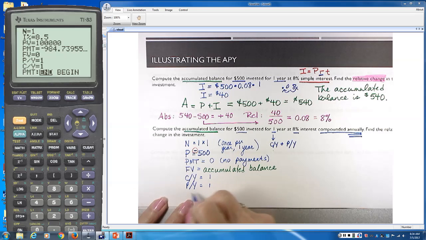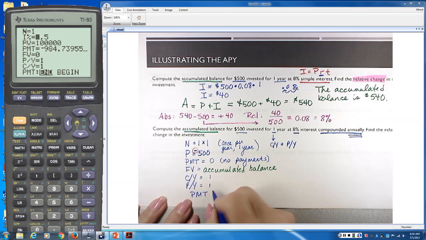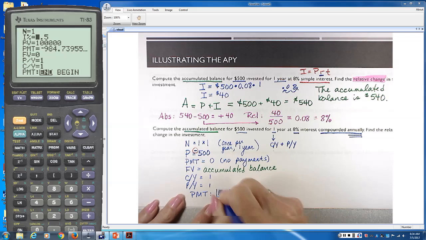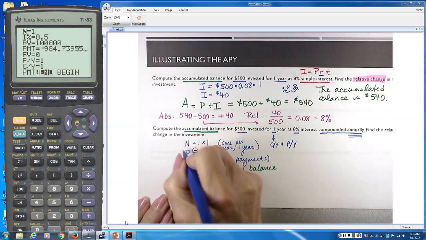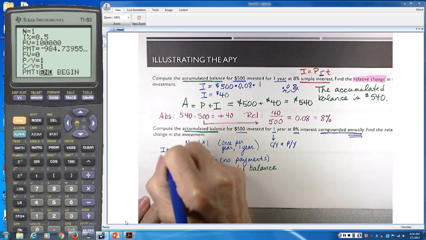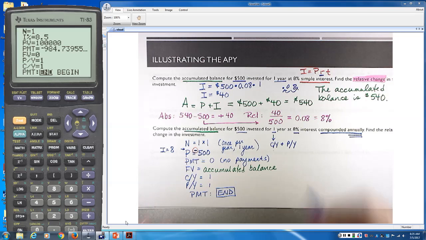Both of those are 1. And the payments that they're going to make us are going to be at the end. So if we don't leave our money in there for the whole year, then, you know, they're going to give us no interest. You have to leave it in there for the full year. So they're going to give us the money at the end. So let's enter that into the calculator. Interest rate again is 8%. I think I left that out. And this time we're going to enter the 8% as an 8.